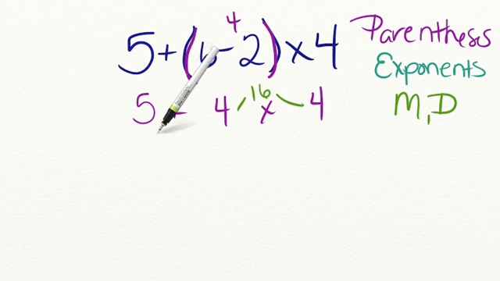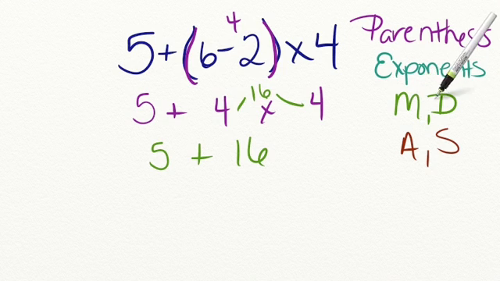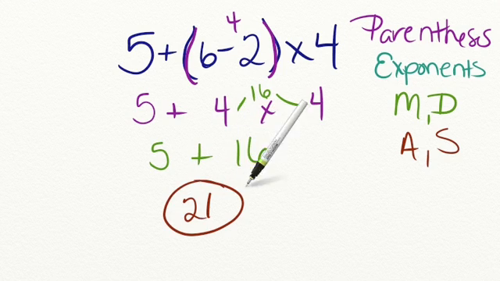And once again, I'm going to rewrite this equation so that we don't get confused. All right, you're almost done. Last step. We have addition and subtraction. And just like multiplication and division, addition and subtraction go from left to right. Whichever one comes first, you're going to do first. Since we only have addition, we are going to add 5 plus 16 equals 21.